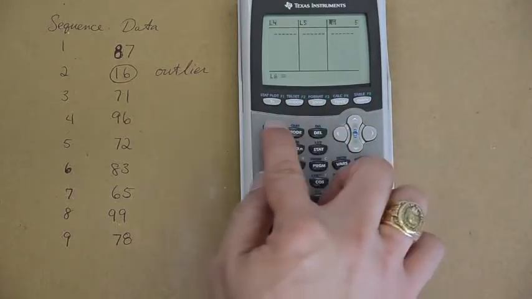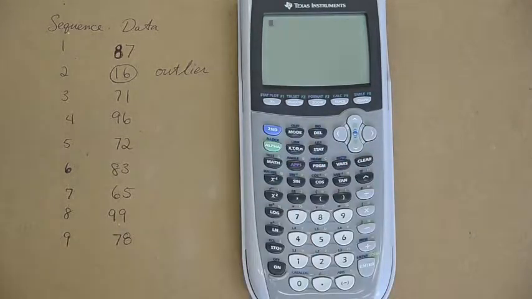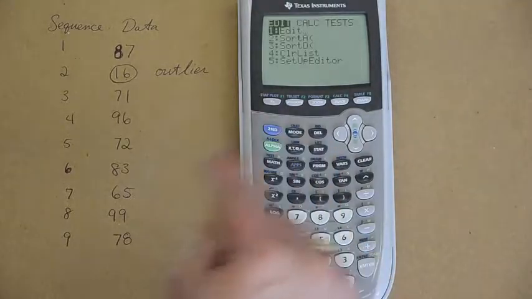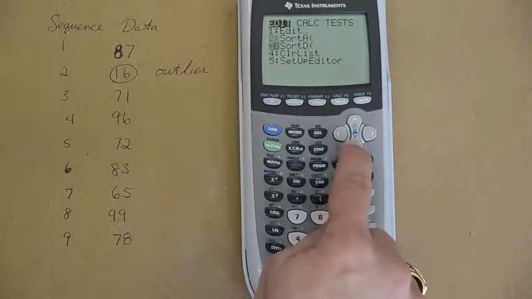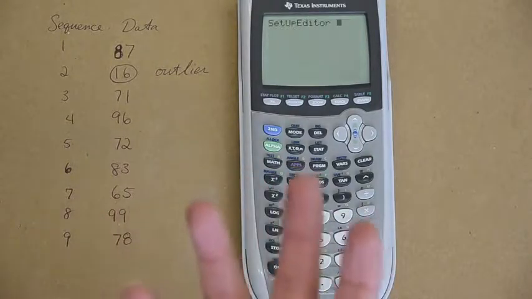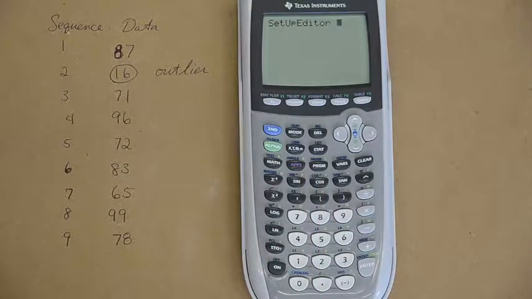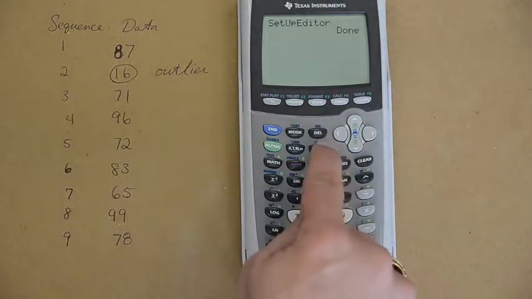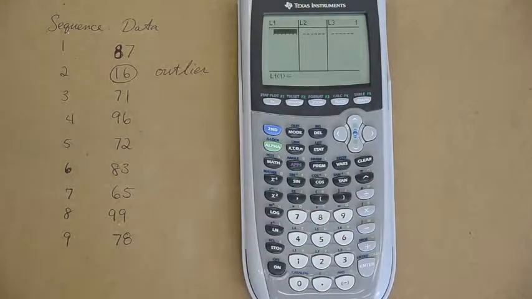You get that back by going to second, quit, to get back to your home screen, hit stat, and select 5, which is setup editor. Nothing has happened yet. You've just selected that command out of your calculator and hit enter. Done. Now when I go to stat edit, that list 1 that I deleted accidentally a second ago is back.